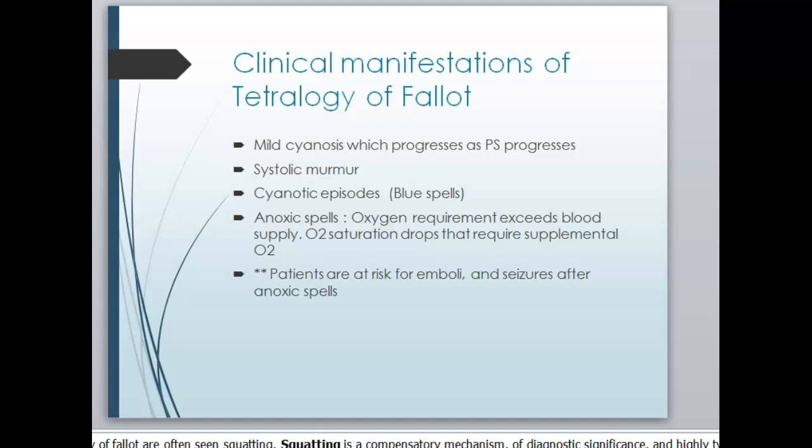Sometimes children with tetralogy of Fallot are often seen squatting. Squatting is a compensatory mechanism of diagnostic significance and highly typical of infants with tetralogy of Fallot. Squatting increases peripheral vascular resistance and thus decreases the magnitude of the right to left shunt across the ventricular septal defect.